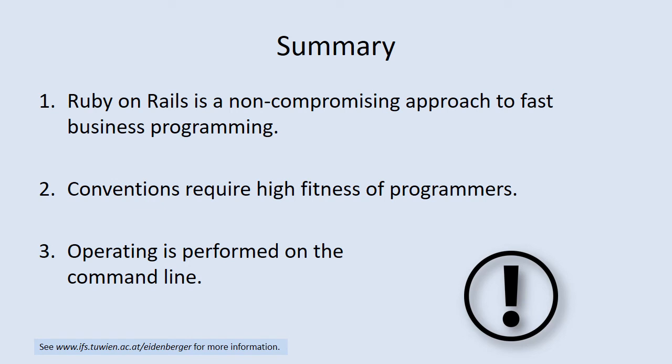In summary, Ruby on Rails is certainly absolutely non-compromising when it goes to fast, rapid prototyping in the business world, which is mostly data management on all sorts of levels. You are required to have a high level of experience, because otherwise the conventions will rather be in the way than be helpful. However, if you achieve that high level of expertise, then you can extremely fast implement certain functionalities.